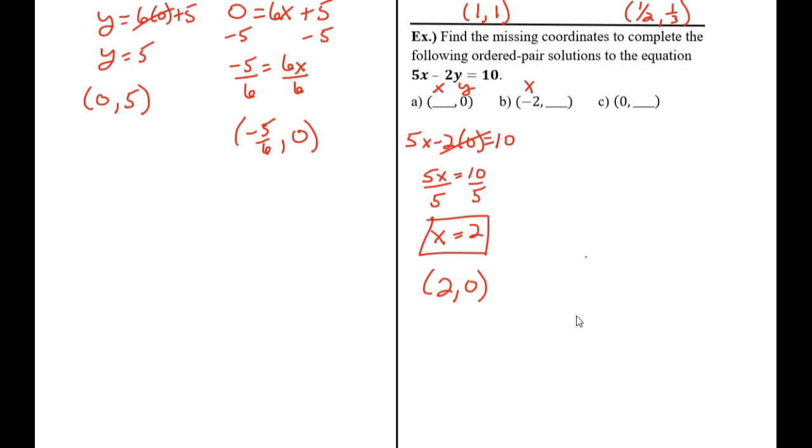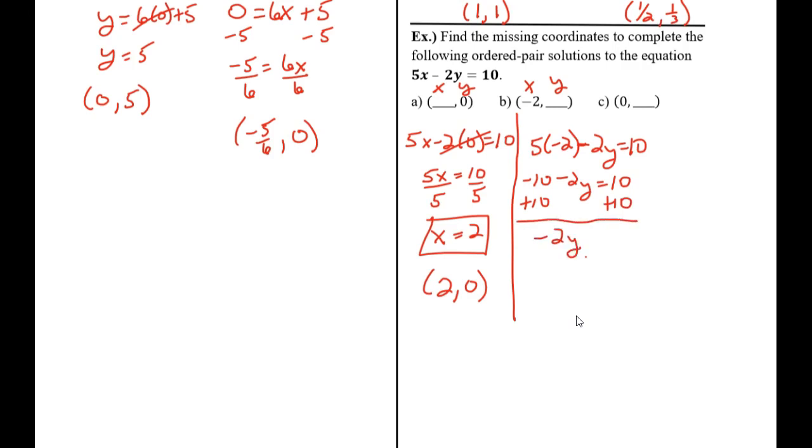Now I know x, I don't know y. Replacing x with -2, I need to solve for y. 5 times a -2 is -10. I have to get rid of this -10. I will add 10 to both sides. Now I have 10 plus 10 is 20. Divide by -2. Y equals a -10. That is the ordered pair. X was -2. Y was -10.